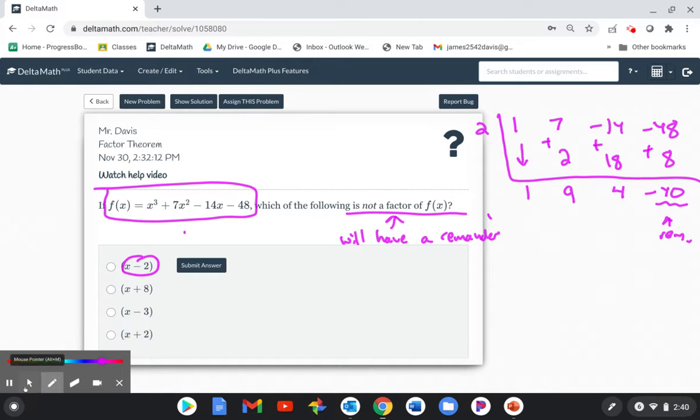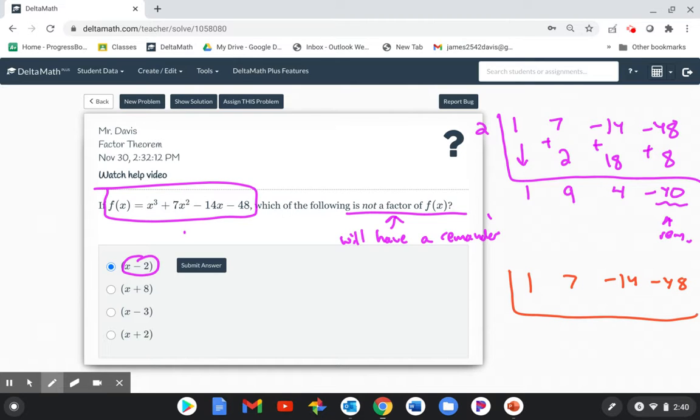If we were to go through and do the rest, we would assume we'd get 0. Let's just try one just to verify here, to verify that I'm not crazy. We're going to use the same box, 1, 7, negative 14, negative 48. And let's do the x plus 8. So let's do negative 8, because remember, it's always the opposite.